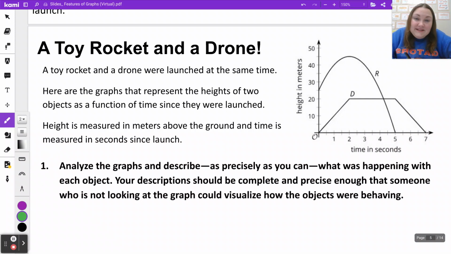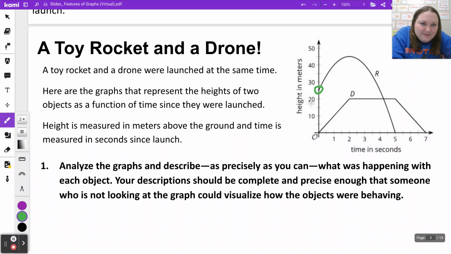Similar to what we did during the warm-up with that graph about Diego walking home from school, when I'm looking at this graph here, I want to mention everything I can. That's what it means by being as precise as possible. So the first thing I want to mention is our starting point, where our line begins. And I also want to be thinking about what does that mean in the story. So I don't want to just say the line begins at this number, but talking about specifically the rocket and what that beginning point tells me about the story.